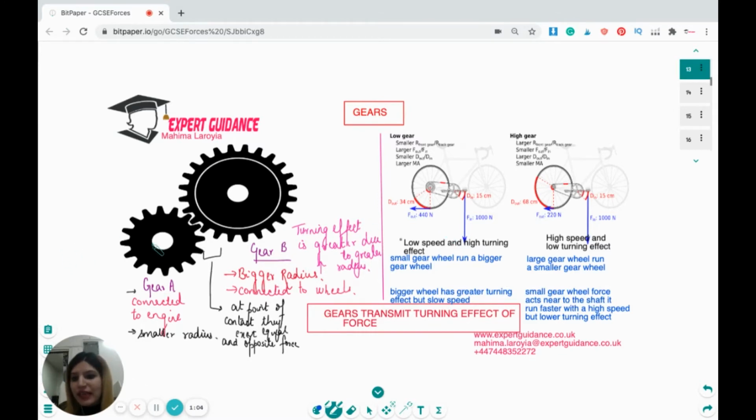Now what happens in gears? We have gear A and gear B. The gear A is connected to the engine and it has a small radius, whereas the gear B has a bigger radius and it is connected to the wheels, right? At this point, they exert an equal and an opposite force. Now, what happens? The turning effect is greater due to a greater radius. Now, gears are of two types, the low gear and a high gear. The low gear has a low speed but a high turning effect, whereas high gear has a high speed and low turning effect.